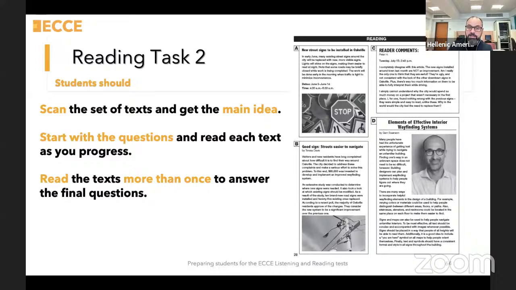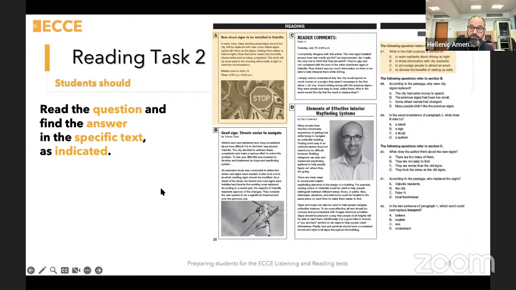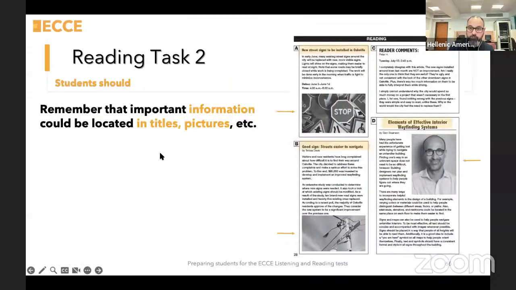Question number one, read its text, and then read its text very carefully as they progress. But first they scan to get the main idea, what exactly is presented here from lots of different perspectives. And of course, they can read the text more than once to answer the final questions. They will need to synthesize information. So this is indeed what happens. We are directed to a particular text, and for the final questions, they will have to go back and reread bits and passages here to find the right answer.